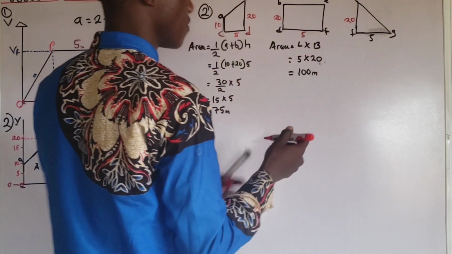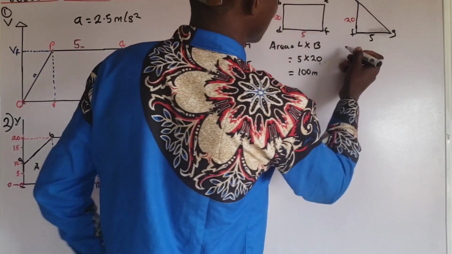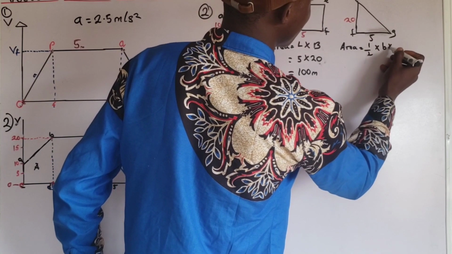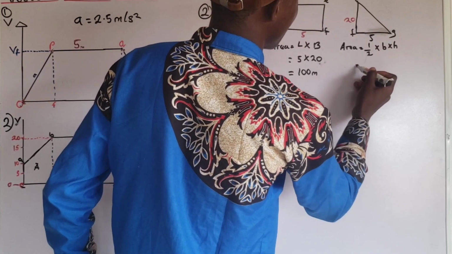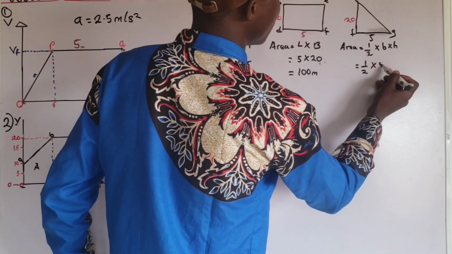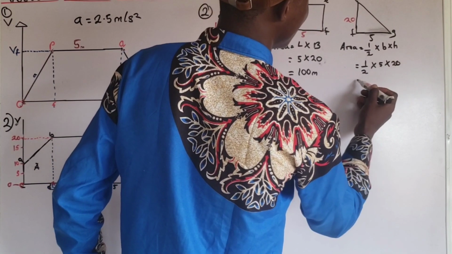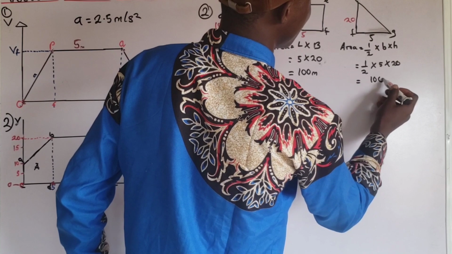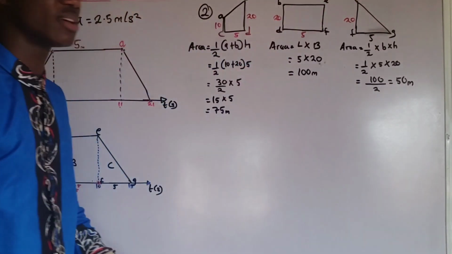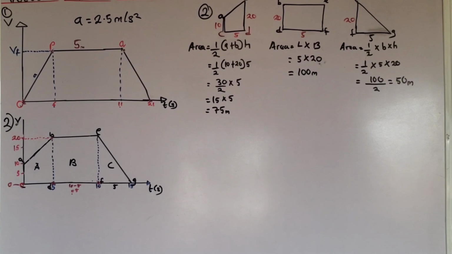So area of a triangle is half base times height. So area is equal to half multiplied by base multiplied by height. The base here is 5 multiplied by height, which is 20. 5 times 20 is 100. 100 divided by 2 is what? Is 50. So here we have 50 meters.